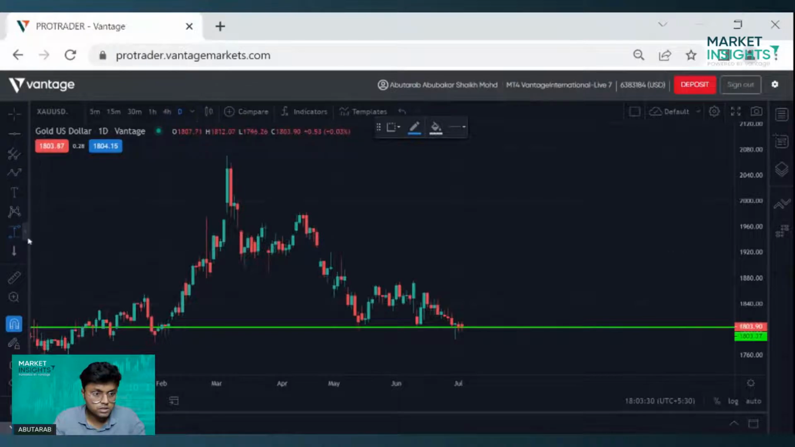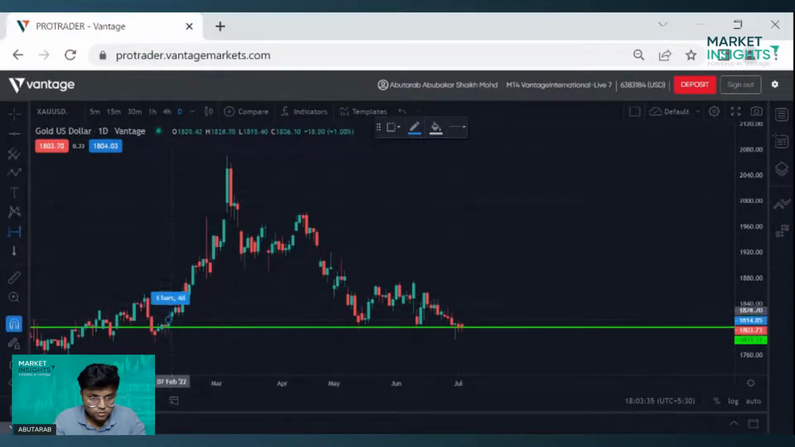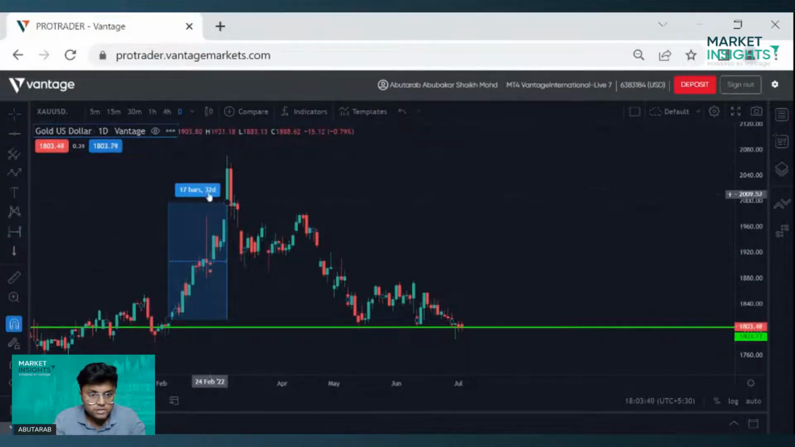We'll just see how many days it has surpassed. So from this point to this point, we have seen 17 bars. In 17 sessions, we have seen a very good upswing from 1803 to the high on 7th March of 2069. $260 difference. $66 difference. That is how sharp it was in 17 bars itself.